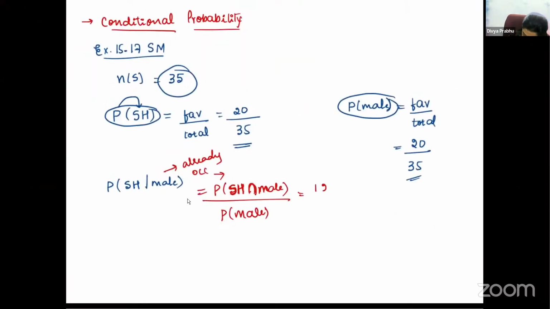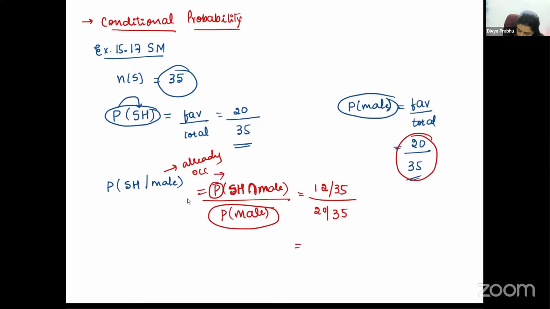So this is 12 divided by 35, because this is the total. I am asking the probability, and probability is always favorable by total, which is 12 by 35 divided by the probability of him being a male. That we have already calculated, which is 20 by 35. So if I solve this, I will get 12 by 20 as the answer.